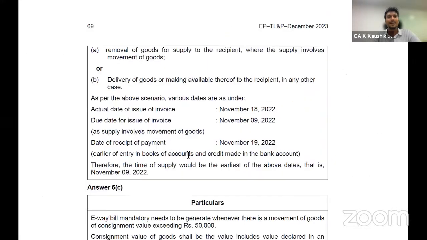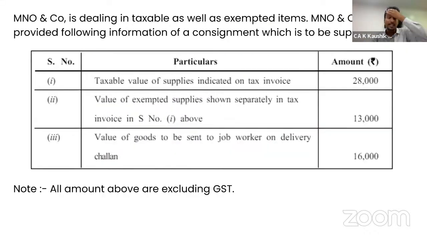So it is clearly analyzed here. So November 9th, actual date of issue of invoice is November 18th. Due date to raise invoice is November 9th. So date of receipt of payment is November 19th, whichever is earlier. So therefore, the time of supply would be the earliest of the above dates, that is November 9th. So your time of supply provision, you need to explain in terms of how and what and accordingly give the reasoning. Then comes the next question in terms of the e-way bill.